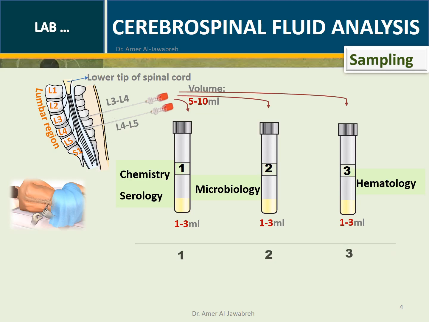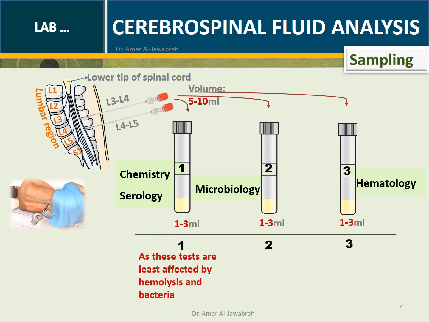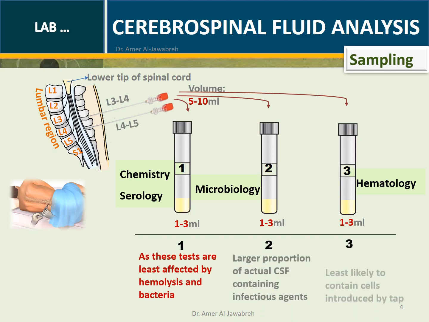Tube 1 is least affected by hemolysis. Tube 2 largely contains the actual infectious agents. Tube 3 has the least cells from a traumatic tap.